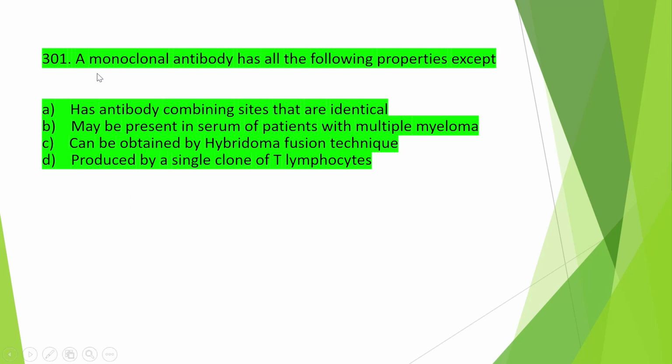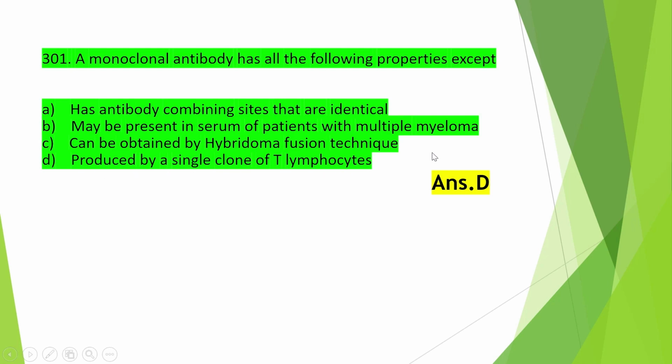So the first question is, a monoclonal antibody has all the following properties except: has antibody combining sites that are identical, or may be present in serum of patients with multiple myeloma, or can be obtained by hybridoma fusion technique, or produced by a single clone of T lymphocyte. The right answer is option D. A monoclonal antibody has all these properties except the last one, that it cannot be produced by a single clone of T lymphocyte.